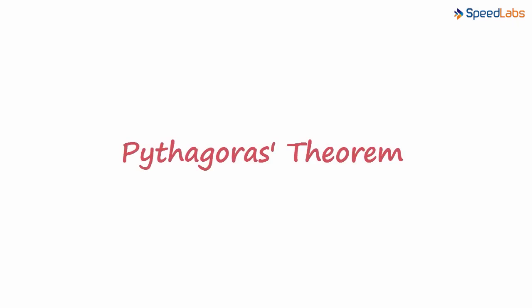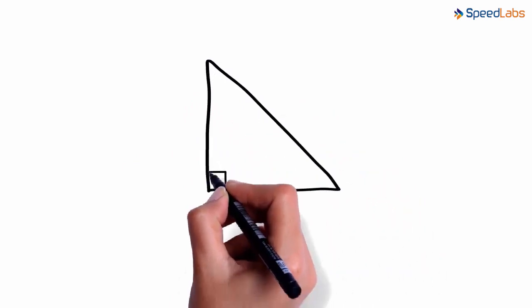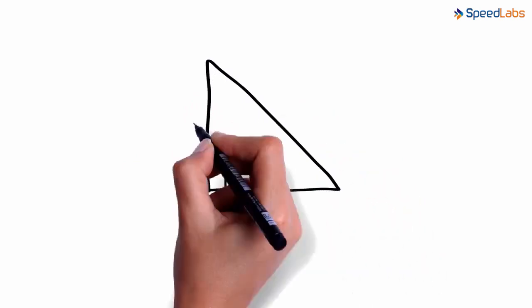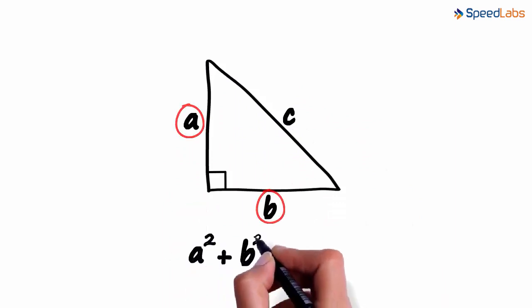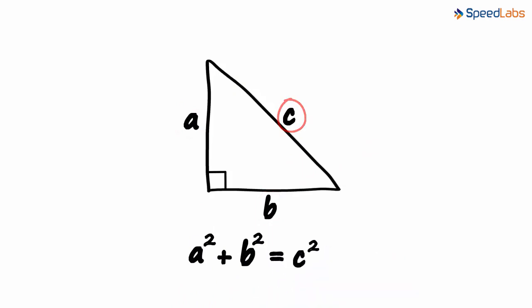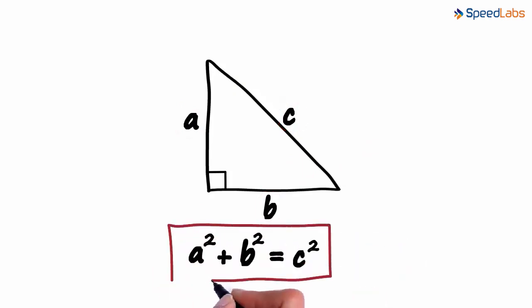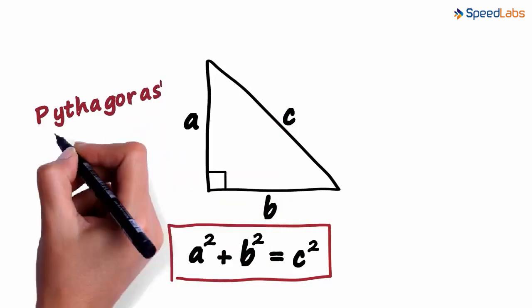The Pythagoras theorem is pretty simple to understand and fortunately a very important topic too. It deals only with right triangles like this one. Let the lengths of its sides be A, B and C. In this triangle, A squared plus B squared will equal C squared. This right here is called the Pythagoras theorem.